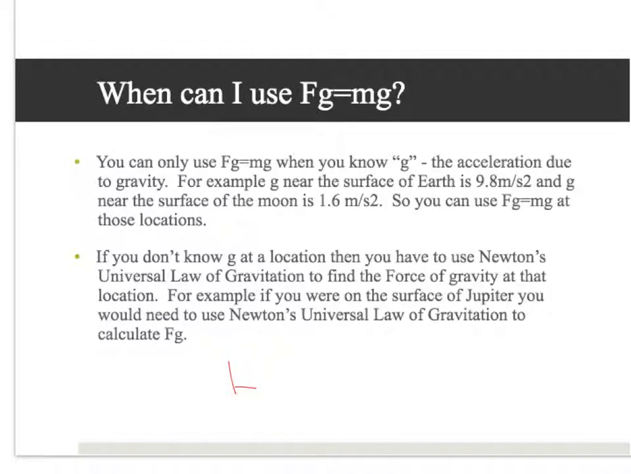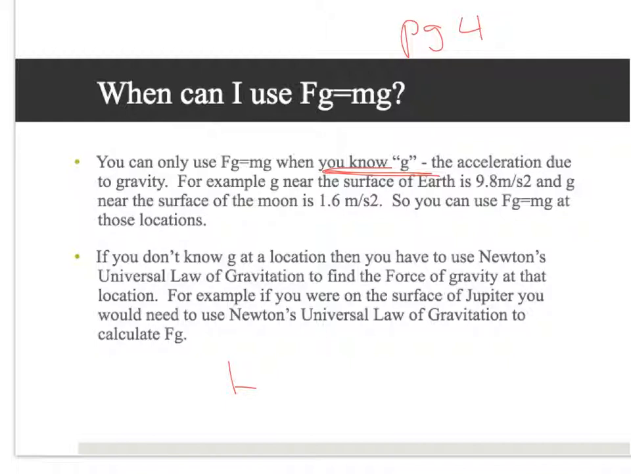Alright guys, so we are going to finish up our notes. We're on page 4 of our packets. Just a quick review, you can only use Fg equals mg, that mass times 9.8, when you know g. That's in your packet, which is the acceleration due to gravity. On Earth it's 9.8 meters per second squared, and on the Moon it's 1.6 meters per second squared. So if you know that, you can find the force of gravity, the weight.